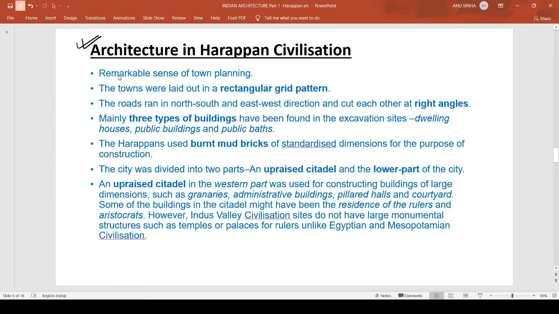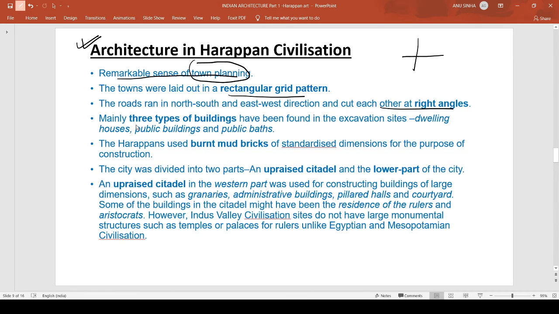यहाँ पे बताता है कि remarkable sense of town planning. So इसका एक बहुत अच्छा feature था, that was a remarkable sense of town planning. The town was laid in a rectangular grid pattern. The towns were laid on the rectangular grid pattern. The roads run in a north-south or the east-west direction and cut each other at the right angle.